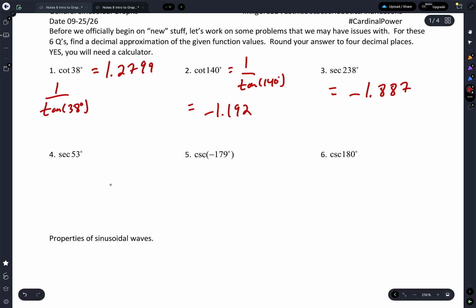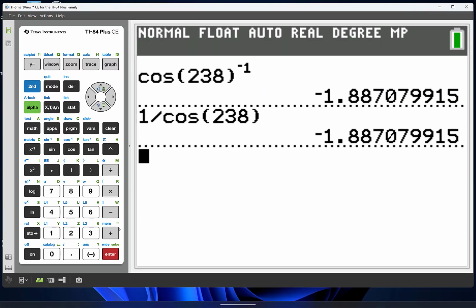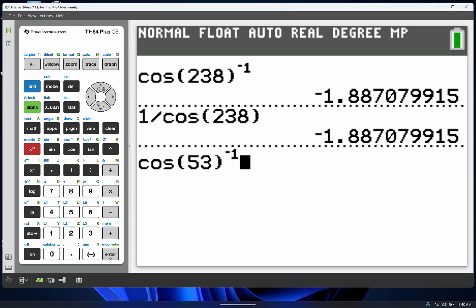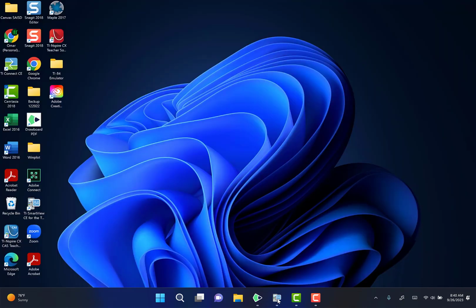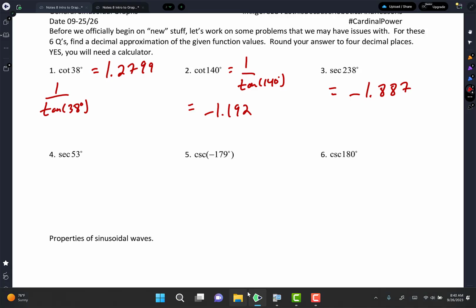All right, secant of 53 degrees. That's the reciprocal of cosine again. So I put cosine 53 and push the little negative 1. It's going to be positive because everything in quadrant 1 is positive. 1.6616.